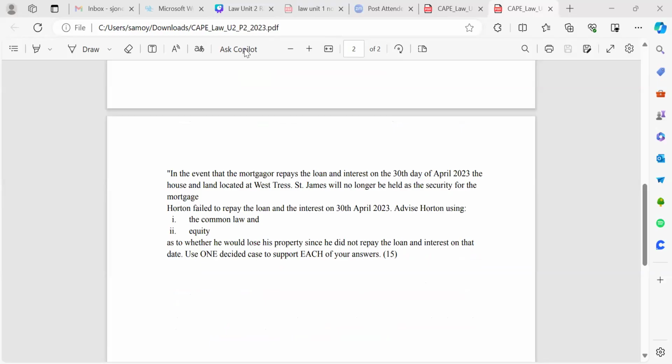First, think about it. I need y'all to get a paper and a pen and map it out. What does the common law say about failure to repay your loan and the interest on the specific date? What does common law say? Having established what common law says, if you don't pay your loan, the mortgagee has the right to come and reclaim the property, right?